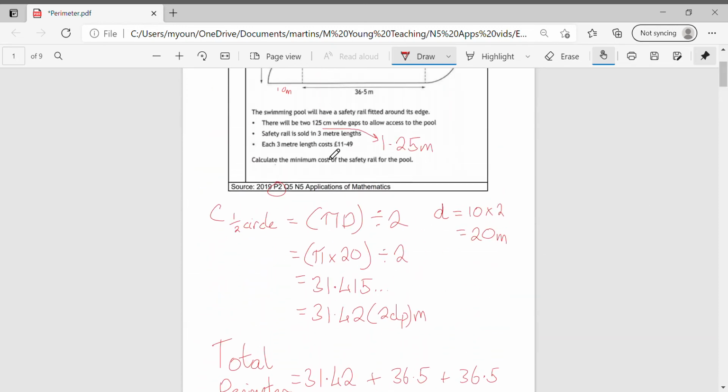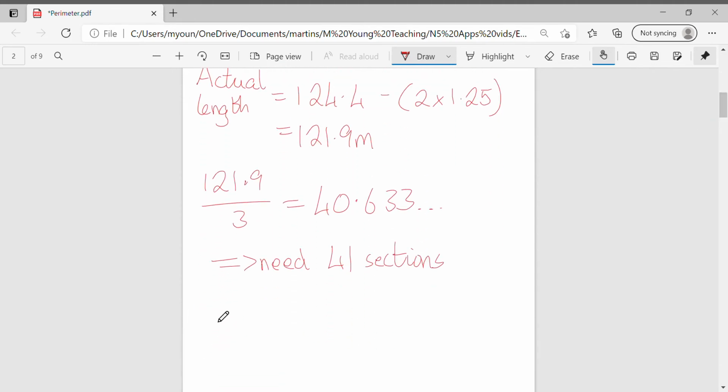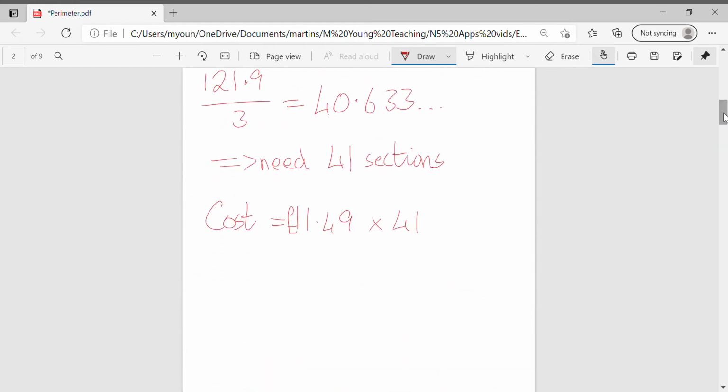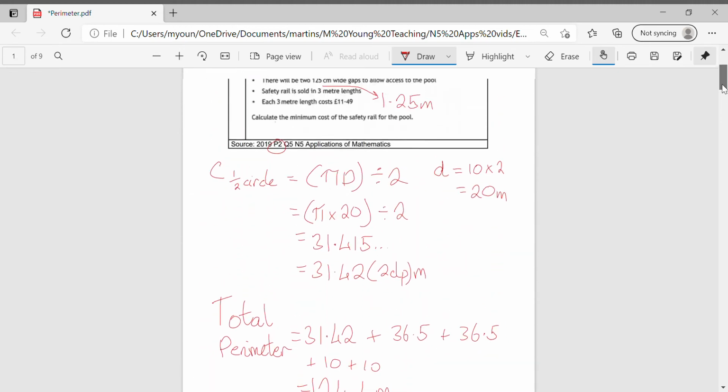And then the cost is $11.49 for each of those sections. So the cost is going to be $11.49 times 41. Double check that was indeed the price. Yep, $11.49 times 41. So that's $471.09.